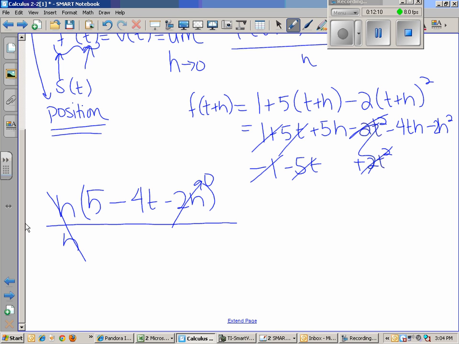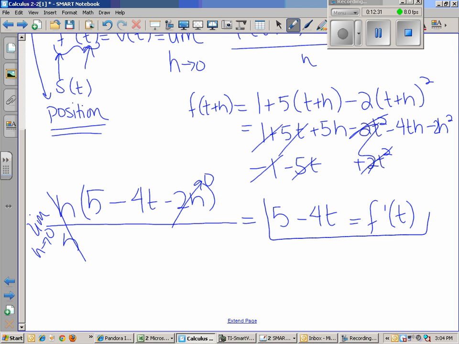Notice I'm not writing the limit as h goes to 0. And the answer is 5 minus 4t. Now that's just the derivative at any t. At any t. Okay? I'm specifically told to find this. Done. I'm not asked to evaluate.